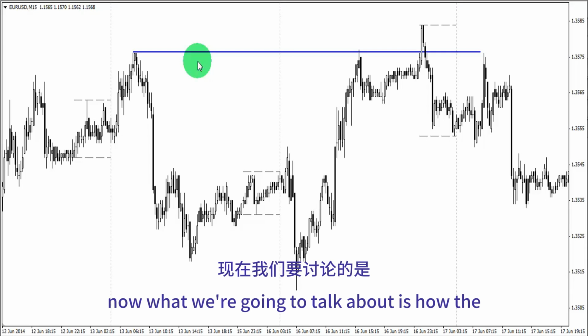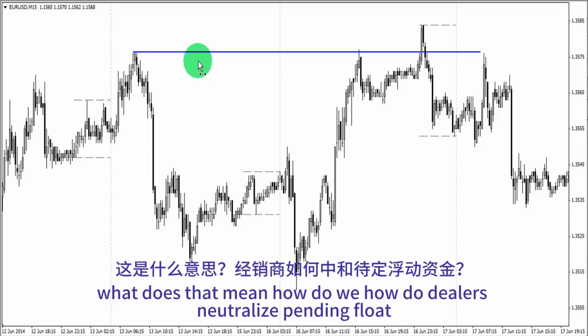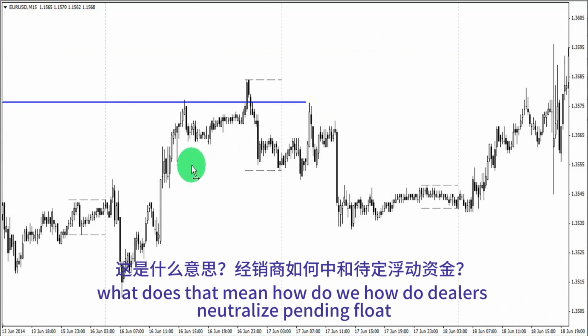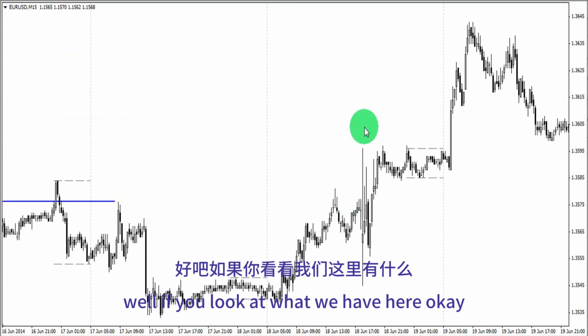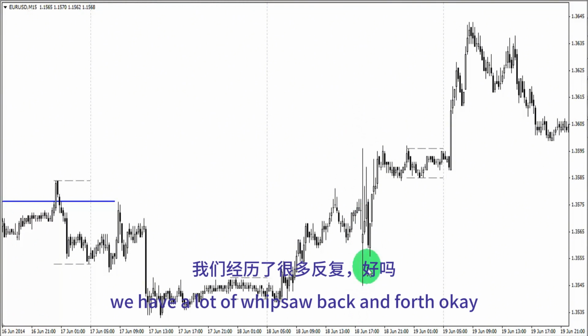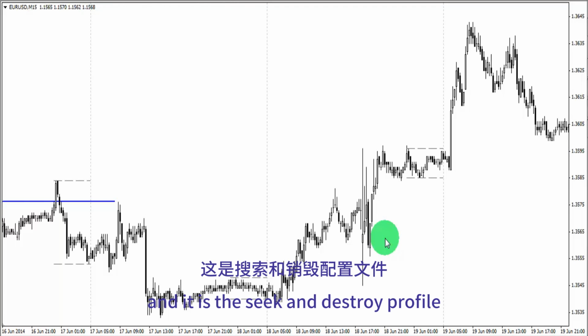Now what we're going to talk about is how the market makers neutralize pending float. What does that mean? How do dealers neutralize pending float? Well, if you look at what we have here, we have a lot of whipsaw back and forth. There is a market profile that I released in 2010, and it is the seek and destroy profile.